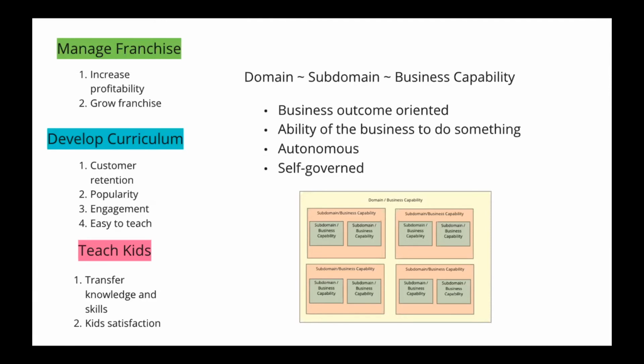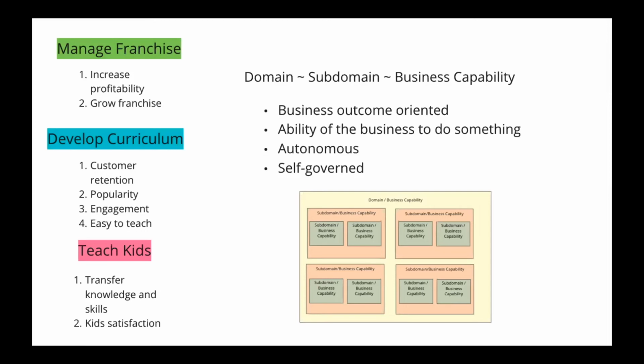If you would like to describe a capability, you should be able to describe it as some kind of ability of a business to do something. Usually you describe it with a combination of verb and noun. It should be somehow autonomous and self-governed usually, so it should be an autonomous part of your business.